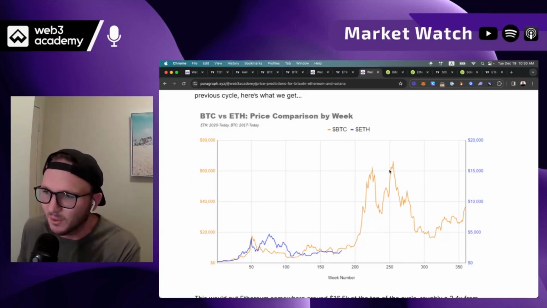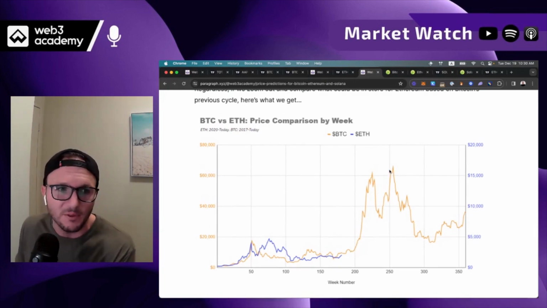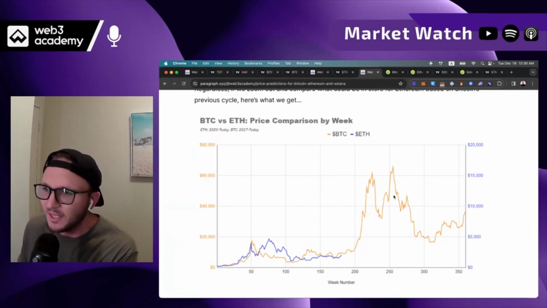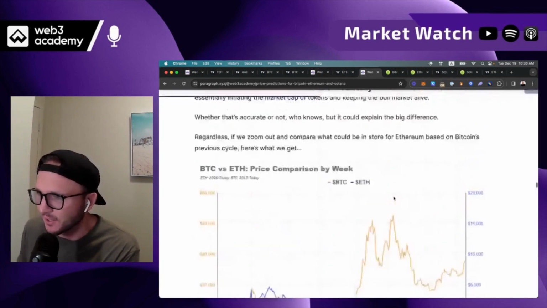Now, maybe it's higher, maybe it's lower, I'm not sure. Ethereum is definitely a different asset than Bitcoin. Ethereum is a smart contract platform that has apps and L2s building on it, whereas Bitcoin was just sort of money. So in that sense, I think it probably goes higher, but who knows? But again, just a nice comparison to look at there.